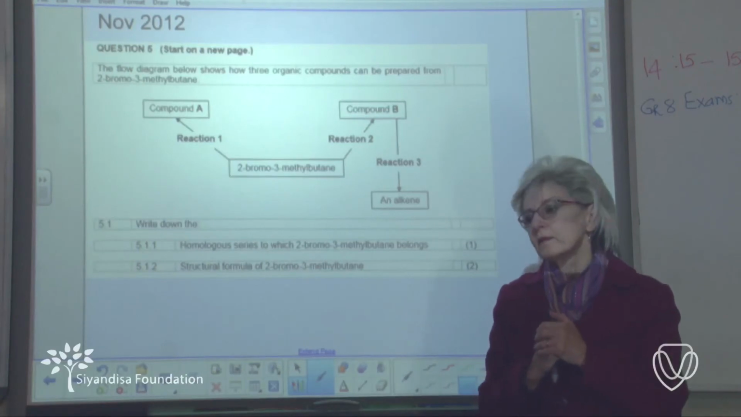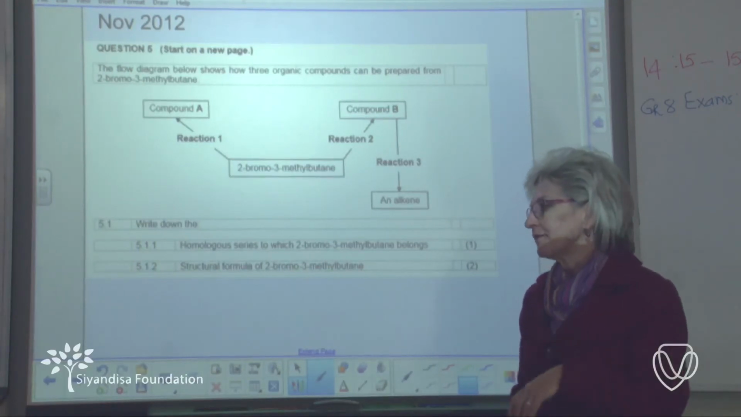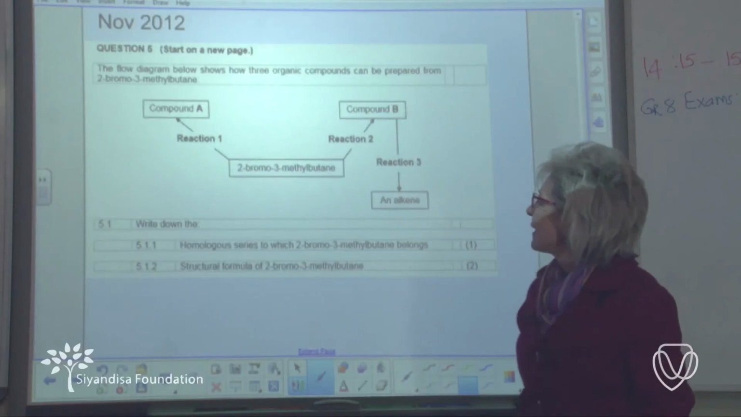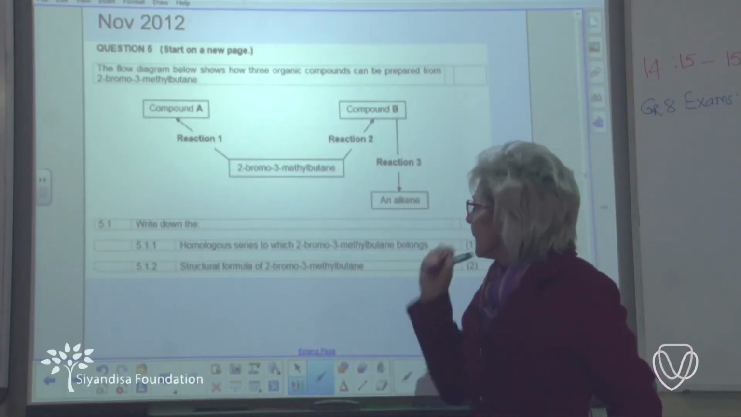Kan jy dit uitsny asseblief? Want ek het myself nou heeltemal hier so in 'n ek het nou vergeet wat ek gesê het.